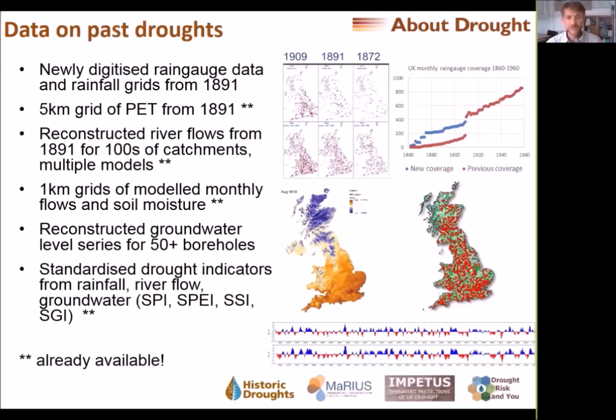And using those modelled flows and groundwater, we've been producing extended data sets, extended back into the past, on drought indicators based on rainfall data, river flow data, and groundwater data. So this is things like the SPI, SSI, etc. So that's some of the data on past droughts that we've been producing, and we'll be using that to identify particular drought events in the historic record.